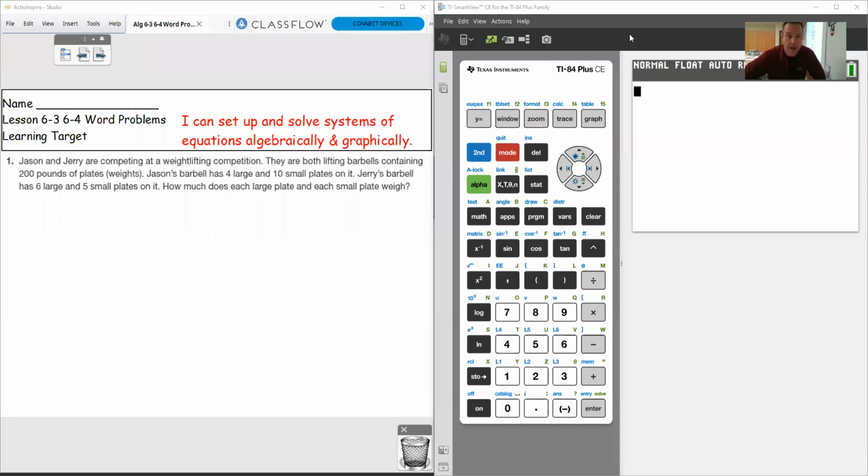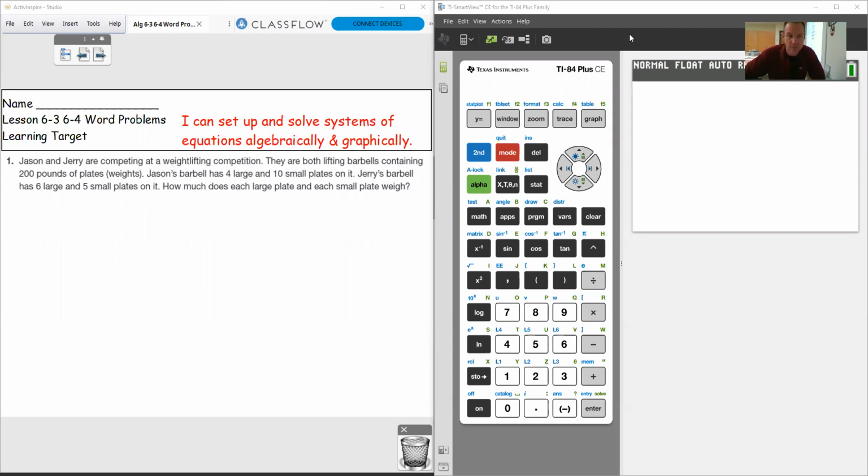This is the lesson for algebra for 6-3 and 6-4. What you're talking about today are word problems, all right? Your learning target: I can set up and solve systems of equations, both algebraically and graphically. It really all depends on the problem situation. If you're going to solve it algebraically or graphically, sometimes it's a combination of both.